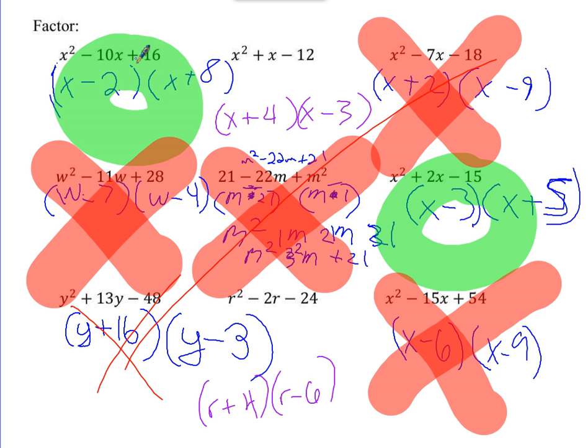If the last number is positive, then both numbers have to have the same sign. If this front number is negative, then both numbers have to be negative. If we have a negative number here and a positive here, then we have to have opposite signs. But then the bigger number has to be positive to wind up adding those things together and getting a positive result.